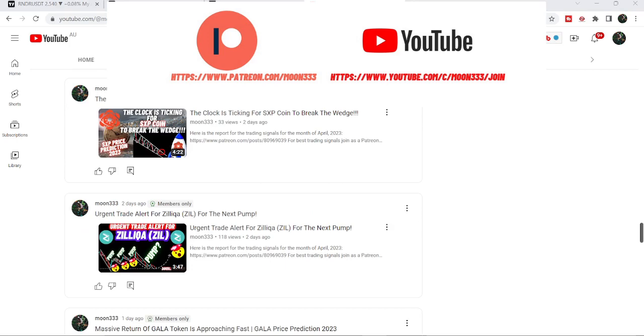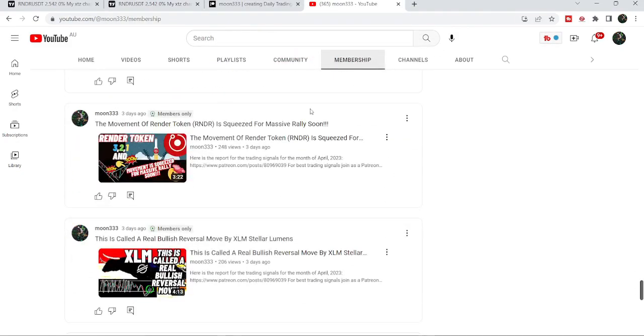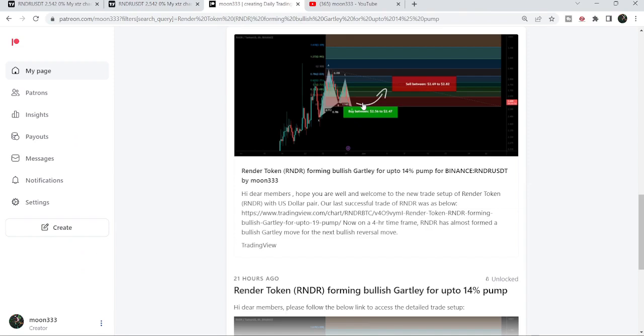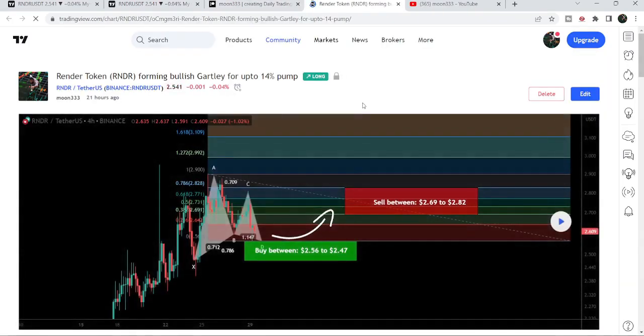So let's start the analysis. First of all, let me begin with my most recent trade signal for Render that I shared almost 21 hours ago with my members. That was a harmonic bullish reversal setup that Render was completing on the 4-hour time frame chart. And I told my members that we can wait for the price line to drop more down, and once it enters this buying zone, then we can expect the next price reversal.